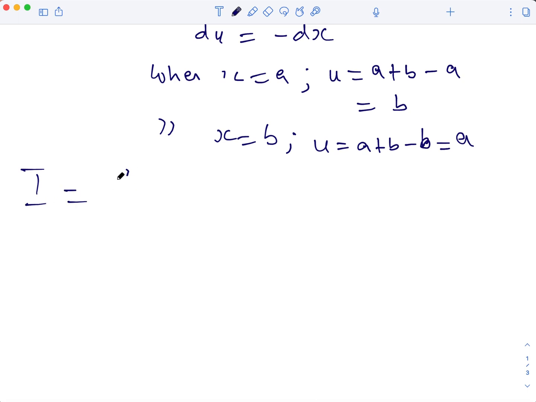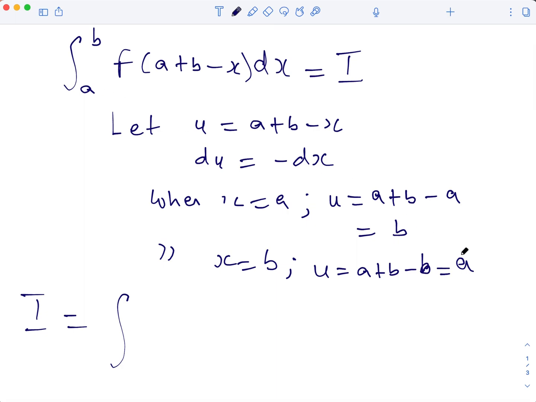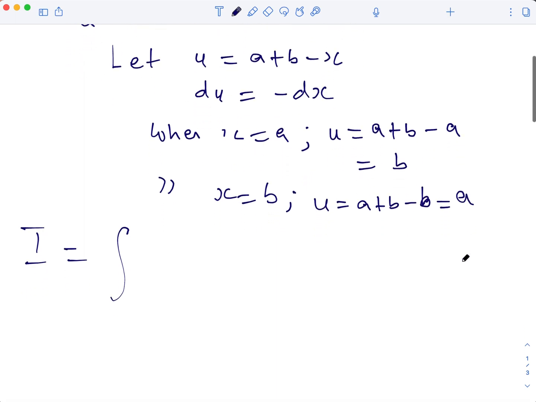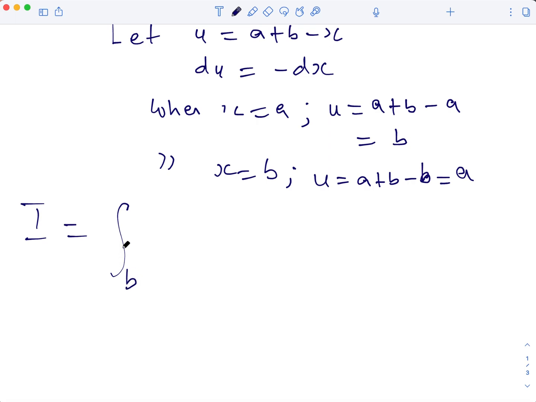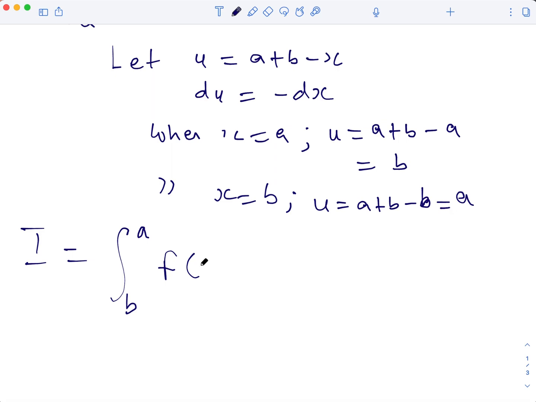Then I now becomes something else. I equals the integral. When x equals a, which is the lower limit, we have the lower limit to be b, and then the upper limit is a, according to what we have done. And don't forget, whatever was in the bracket before, which was a plus b minus x, is now u. But the u itself is minus the x, which also implies that x equals negative u, so we can put a negative sign here and we can put the u here to substitute for the x.